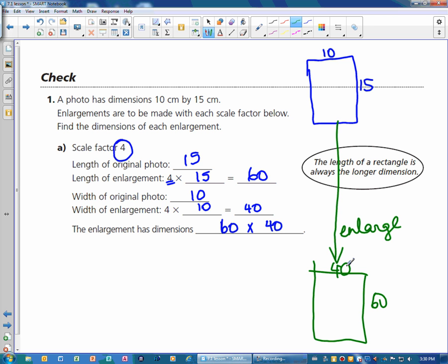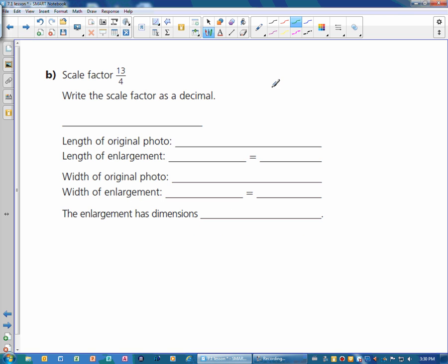All right, example number B. Scale factor is 13/4. Okay, so nobody likes to multiply by fractions, so it's much simpler to just take 13/4 and write it as a decimal. So 13/4 means 13 divided by 4. Get on your calculator, unless you can do it in your head. 13 divided by 4 is 3.25.